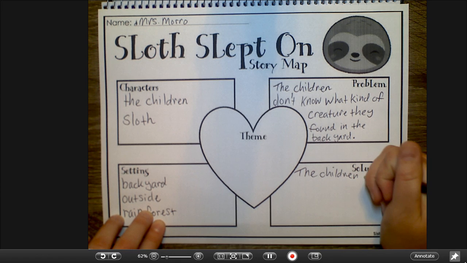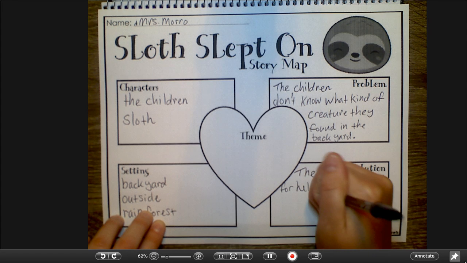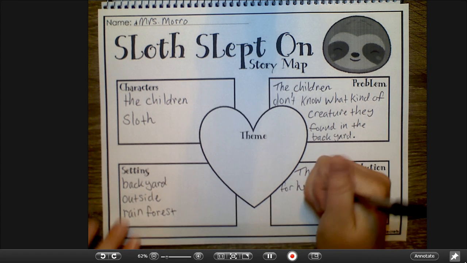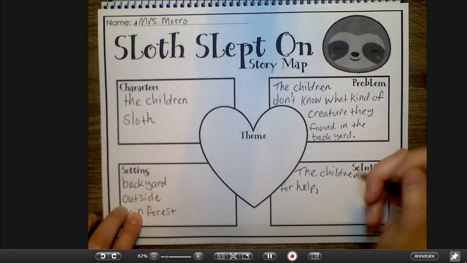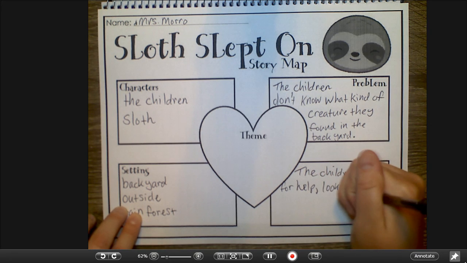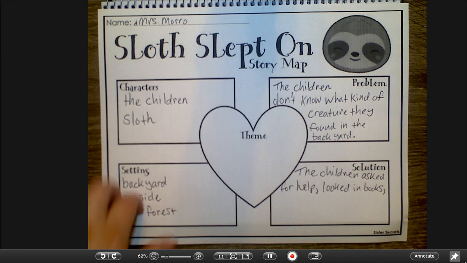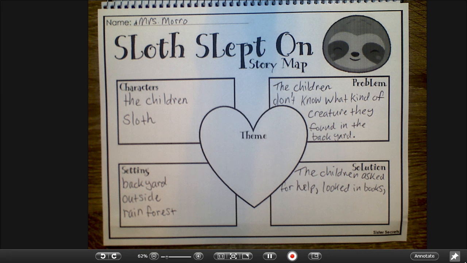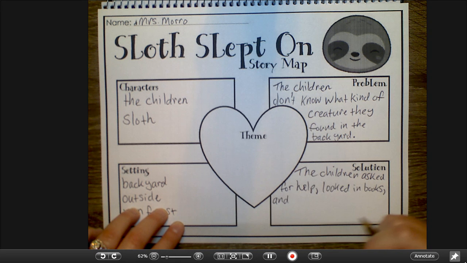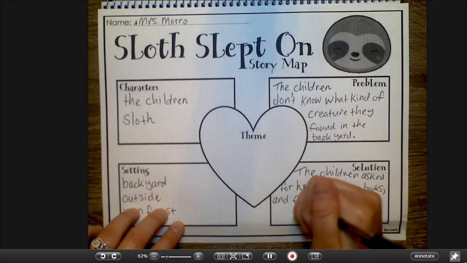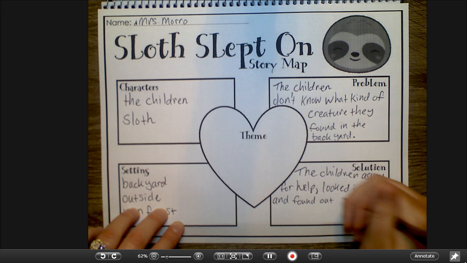The children asked for help. But if you remember in the story, their dad was too busy to help them. So what did they do next? They looked in books, comma. And they found a solution in those books, didn't they? So they found out that he was a sloth.